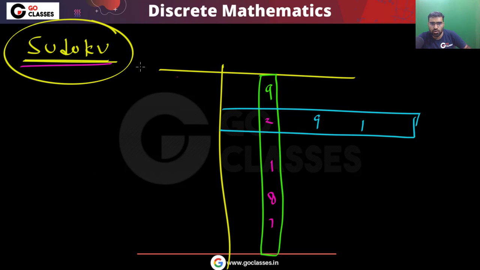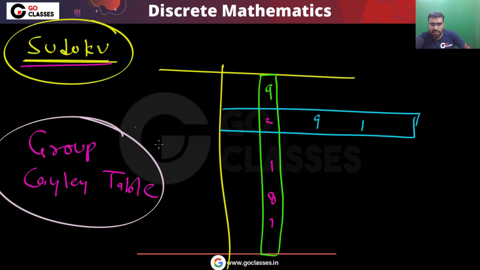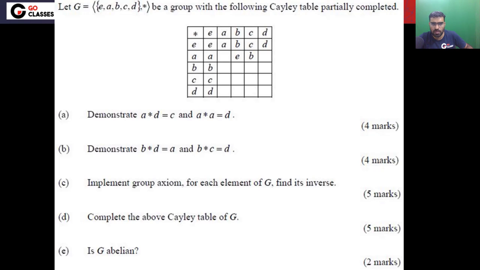Anyway, the group Cayley table also has the same property. We have already seen that in any row, the element cannot repeat. Similarly, in any column, the element cannot repeat. So in any column, every element will come exactly one time, and in every row, every element will come exactly one time. So this question is also very similar to the Sudoku. Now let's solve it.